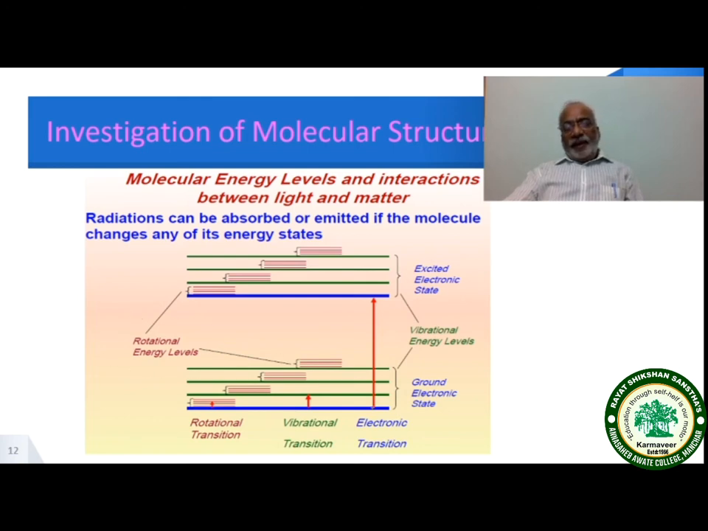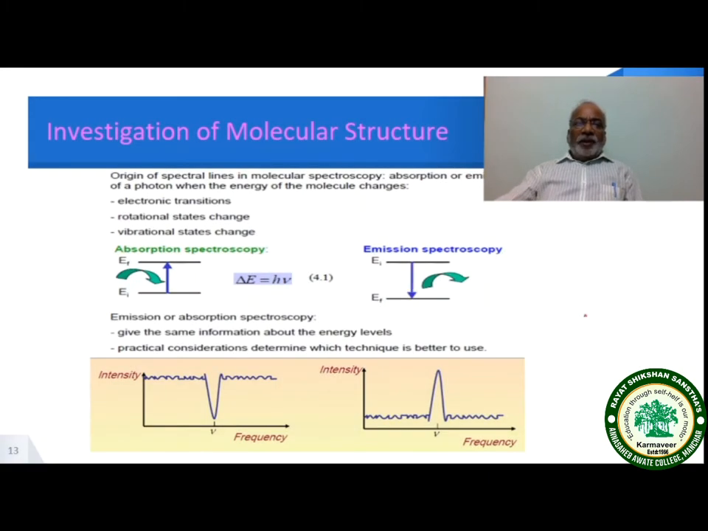So, you will find that the difference between the two electronic states is greater than the difference between the two vibration states, and greater than the difference between the two rotational states. And from this it becomes very clear how these transitions are accounted for.